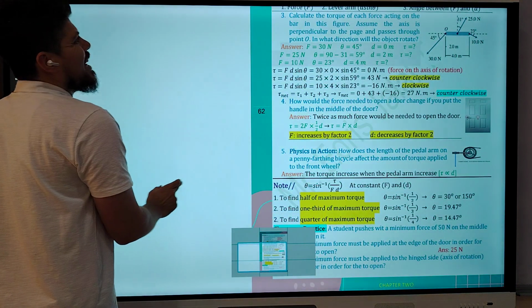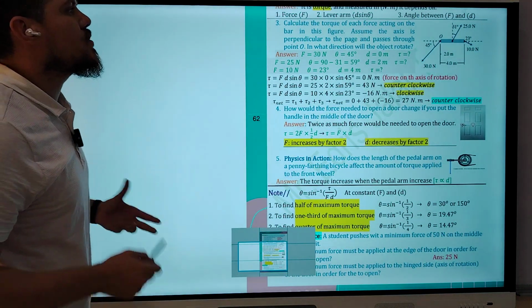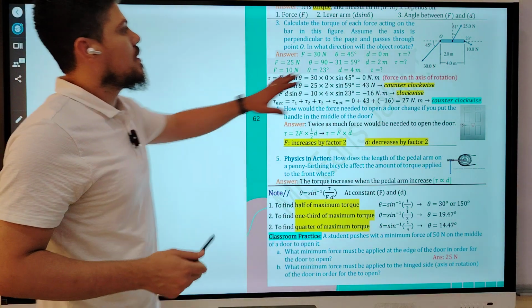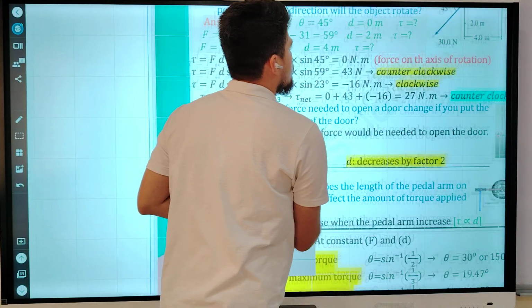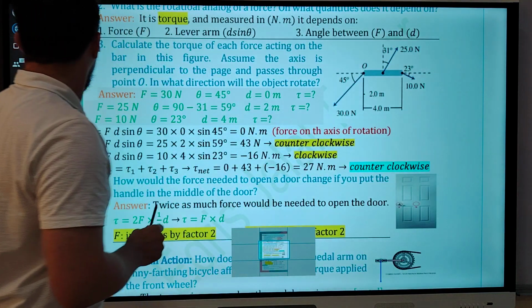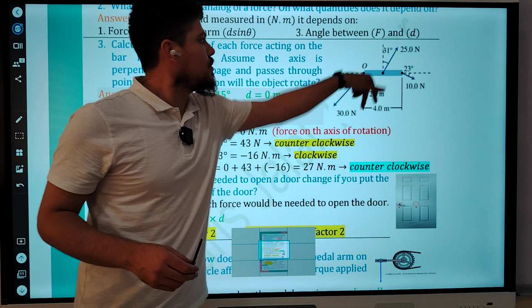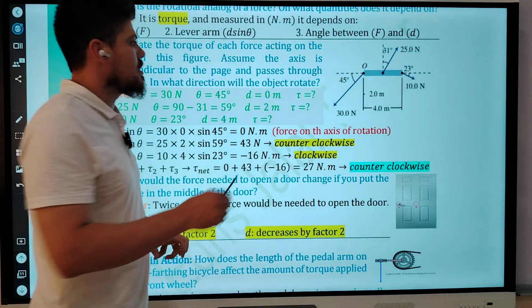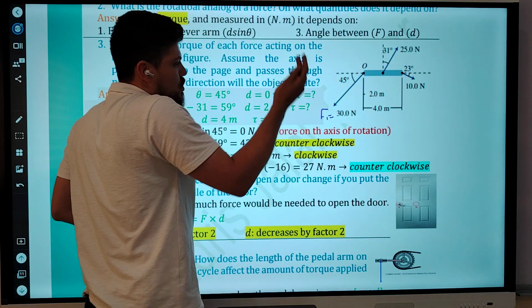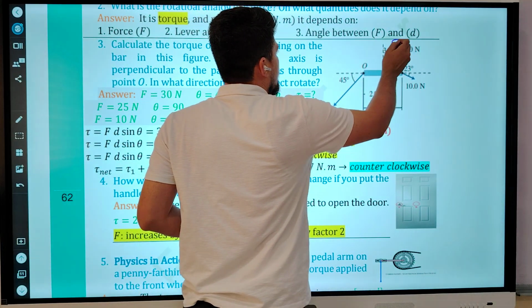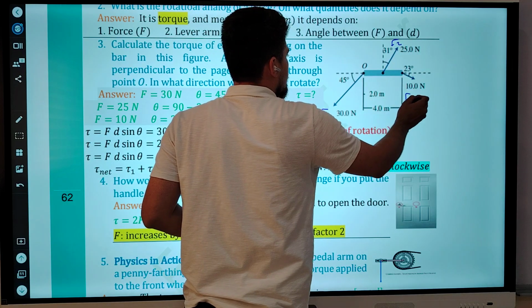Question 3 says, calculate the torque of each force. The figure is given in the question. Okay? How many forces do we have? As you can see here, how many forces do we have? We have 3 forces. Okay, now I'm going to rename. Assume that this is F1, this is F2, and this is F3.